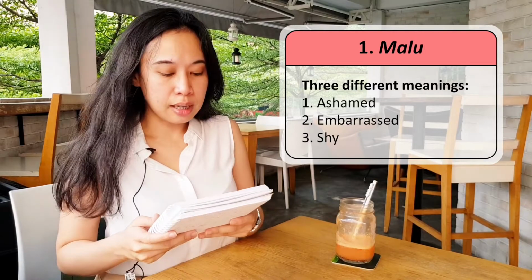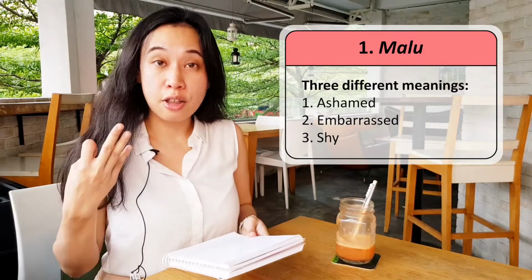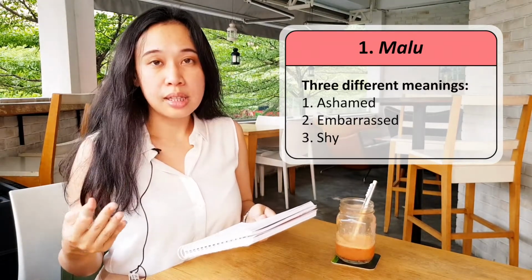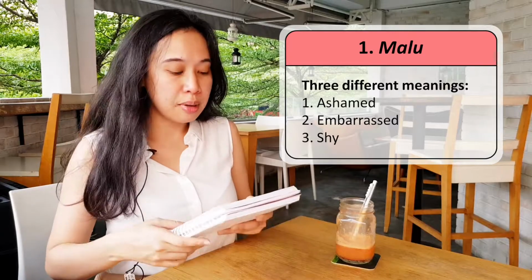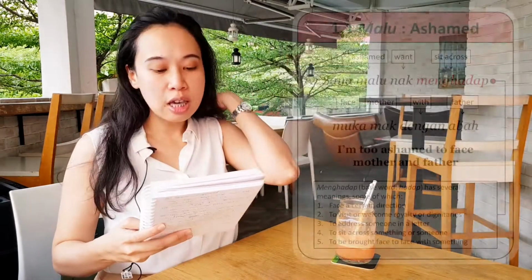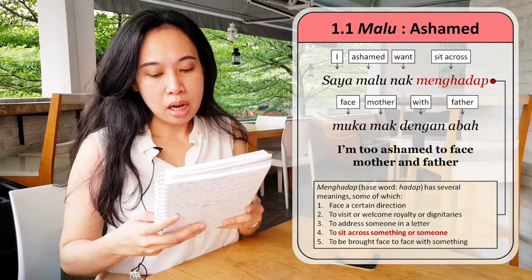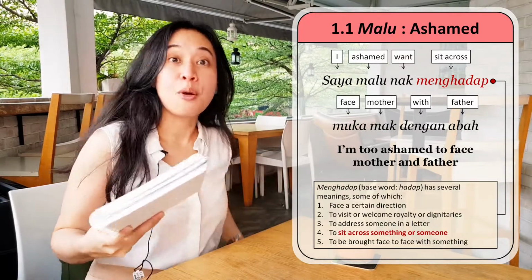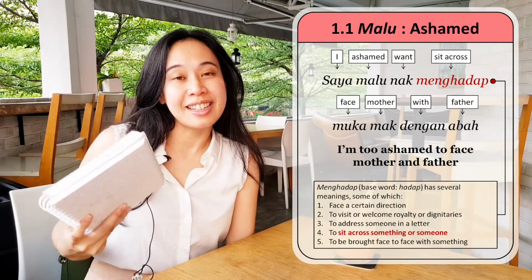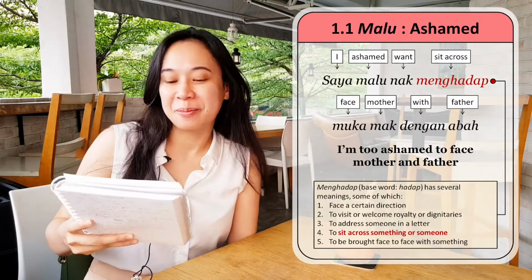Malu has 3 meanings. It means ashamed, embarrassed, and shy. And I'll give you a sentence example for all 3 different meanings. So the first one is ashamed. Saya malu nak menghadap muka mak dengan abah. Oh, and just a note, all the sentences in this lesson are informal.